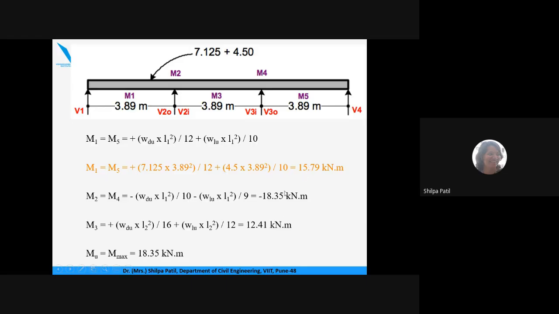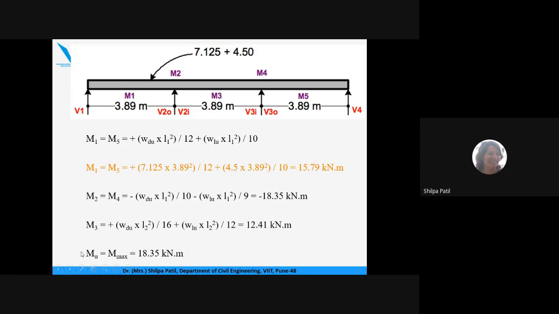Now we are getting 3 values of moment. Actually, these are the 5 values, M1, M2, M3, M4, M5. But M1, M5 are same and M2, M4 are also same. So out of these 3 values, we have to choose the maximum one for design purpose. Out of these 3, the maximum is 18.35. So that is our MU max value, that is 18.35 kilonewton meter.